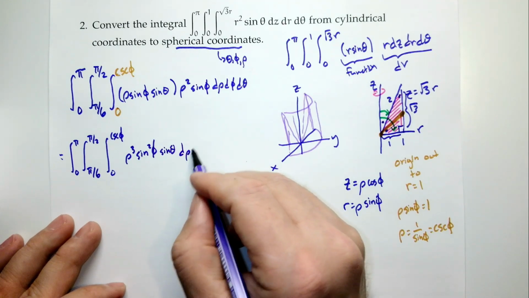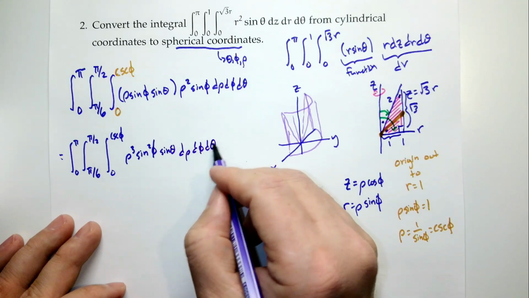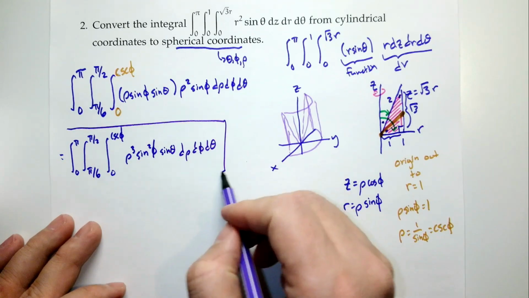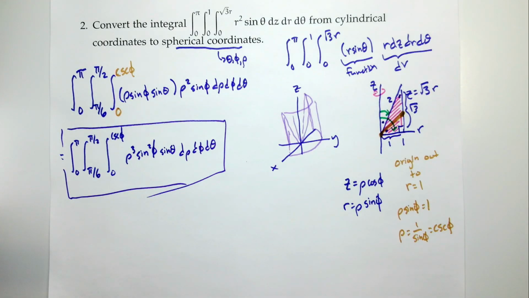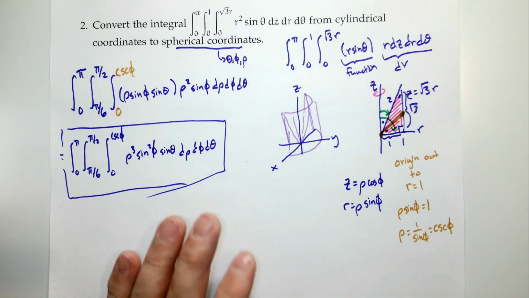And d rho, d phi, d theta. And that is the conversion into spherical coordinates. And there you go. Life is good. Life is great. All right, that's number 2. Cool. It's nice. We got to do a little bit of recycling of our work.